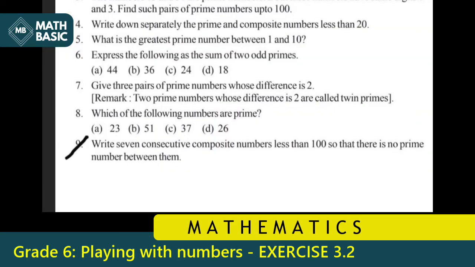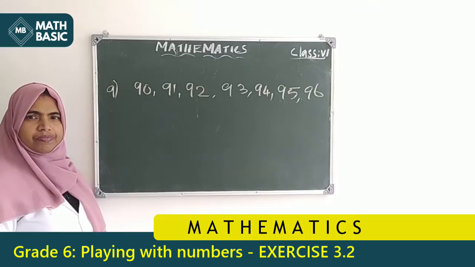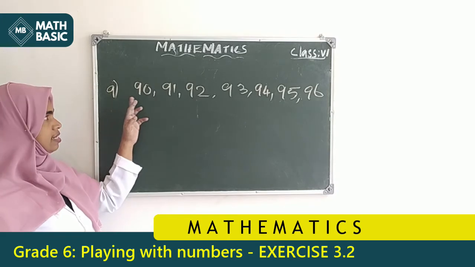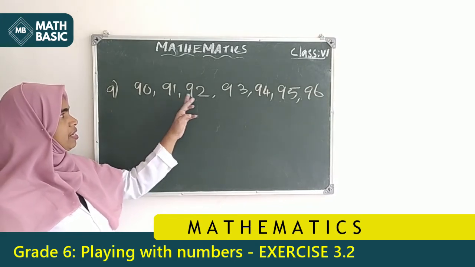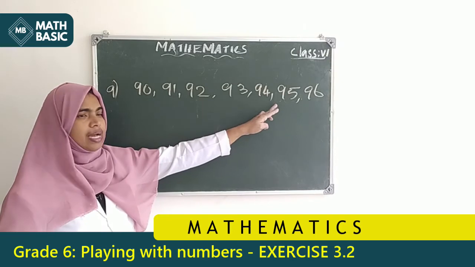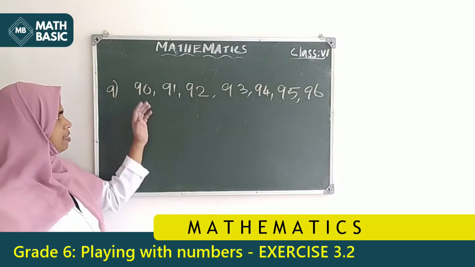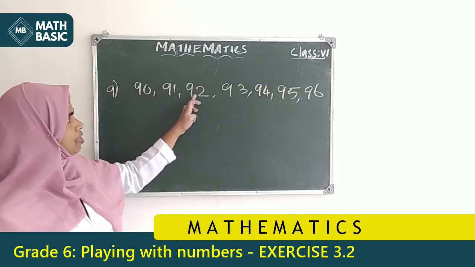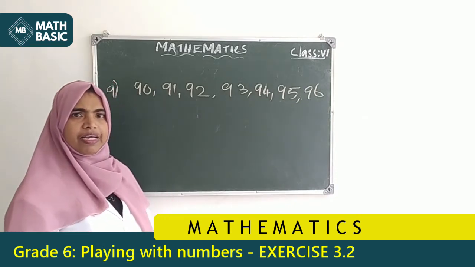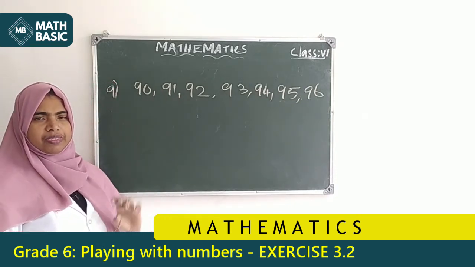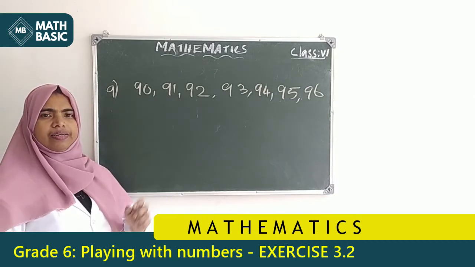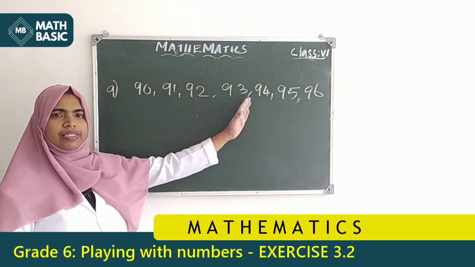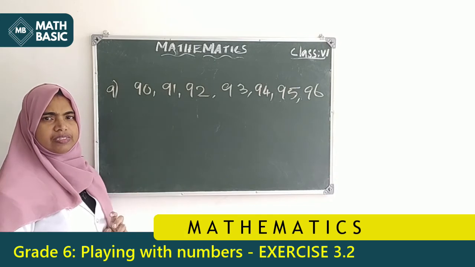Question number 9. Write 7 consecutive composite numbers less than 100 so that there is no prime number between them. The answer is 90, 91, 92, 93, 94, 95 and 96. That means these are 7 consecutive composite numbers less than 100, with no prime numbers in between them. This is the answer.